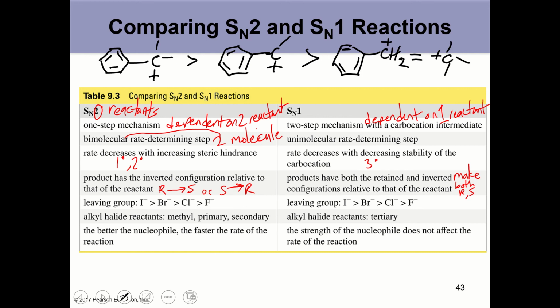For the leaving group, the stability of the leaving group is the same for both SN2 and SN1. The most weakly bonded iodide is the best leaving group, and the most strongly bonded fluorine is the worst leaving group. In terms of the substitution of the alkyl halide, SN2 reactions can occur with methyl, primary, and secondary substituted carbons, but SN1 can occur with tertiary and sometimes secondary.